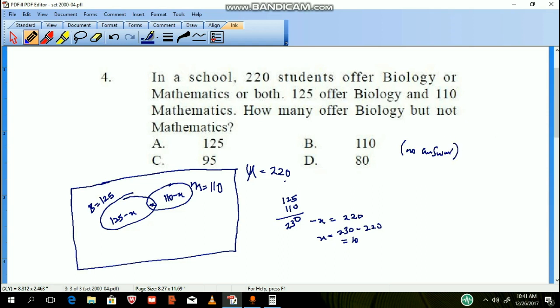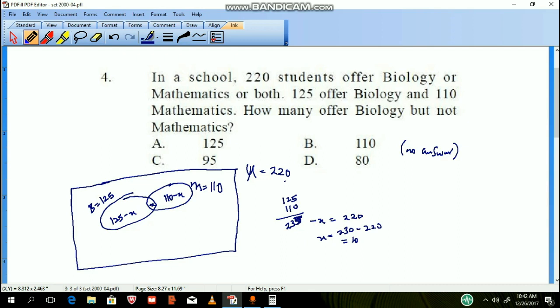Oh, sorry. This is where the mistake came from. The mistake came from here. Yeah. It's meant to be 235. It's meant to be 235.